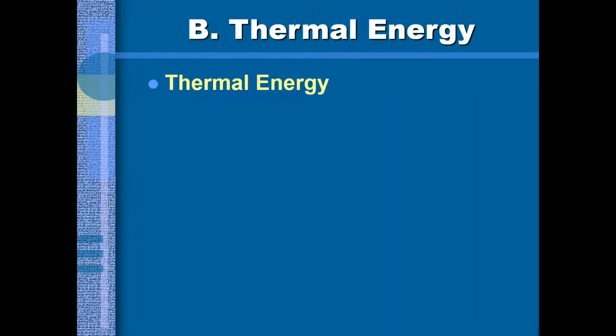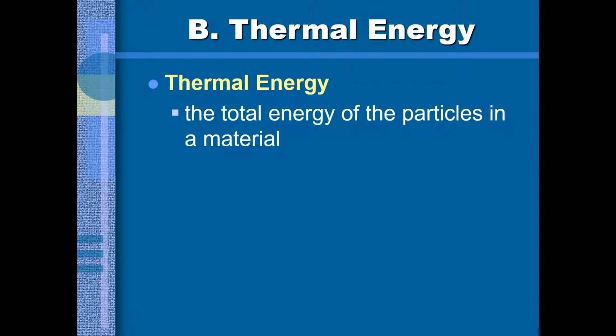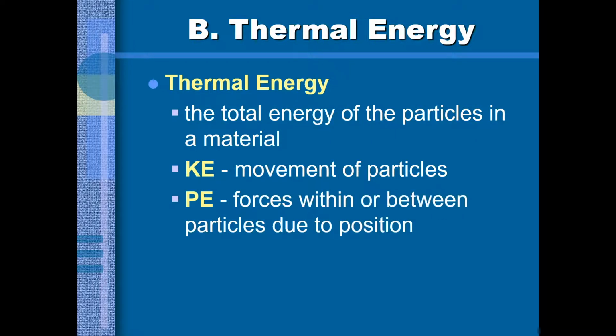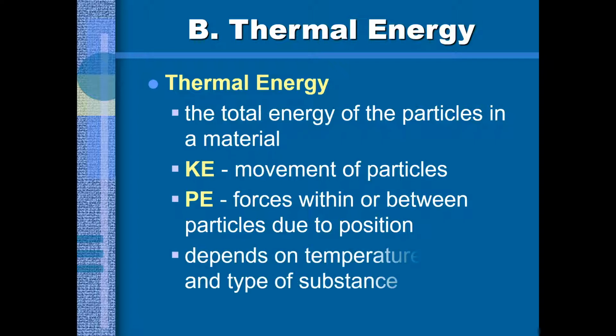We then have thermal energy. Thermal energy is the total energy of the particles in the material. This includes the kinetic energy from the motion of the particles, but also includes the potential energy, the forces within or between particles due to its position. It depends on temperature, mass, and the type of substance. So every substance is structured differently. Again, it measures the potential energy, so the bonds between.